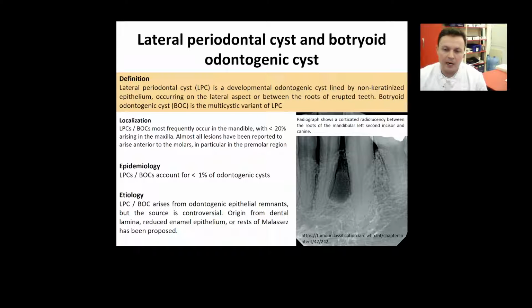Almost all lesions have been reported to arise anterior to the molars, in particular in the premolar region. LPCs and BOCs account for less than 1% of odontogenic cysts overall. LPC and BOC arise from odontogenic epithelial remnants, but the source is controversial. Origin from dental lamina, reduced enamel epithelium, or rests of Malassez has been proposed.